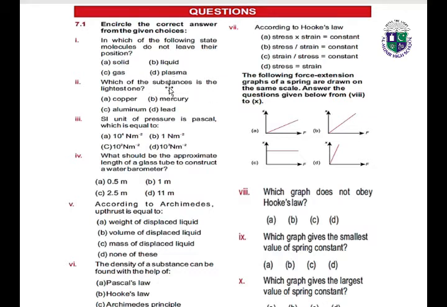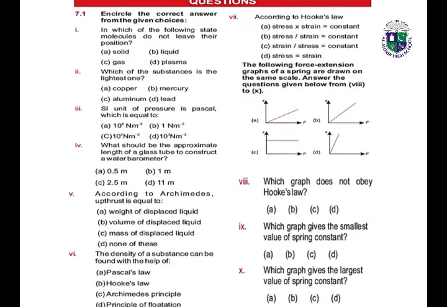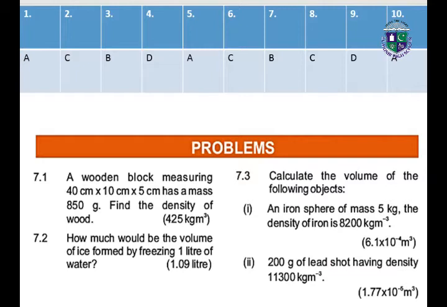Which of the substances is the lightest one? SI unit of pressure is Pascal, which is equal to, what should be the approximate length of a glass tube to construct a water barometer? According to Archimedes, upthrust is equal to, the density of a substance can be found with the help of, according to Hooke's law. So here on the next slide we have the correct answers.